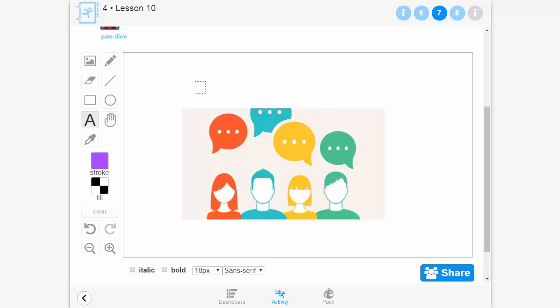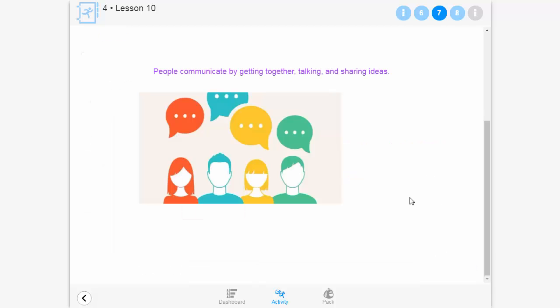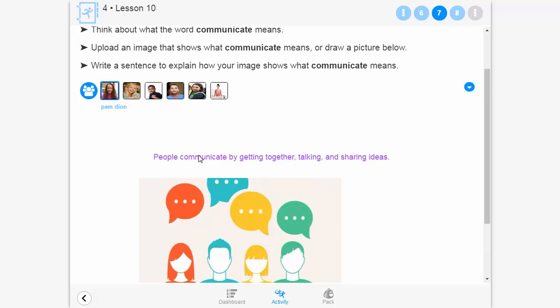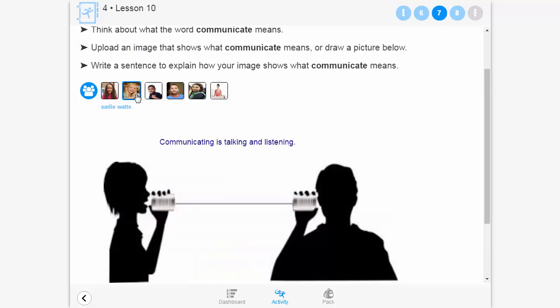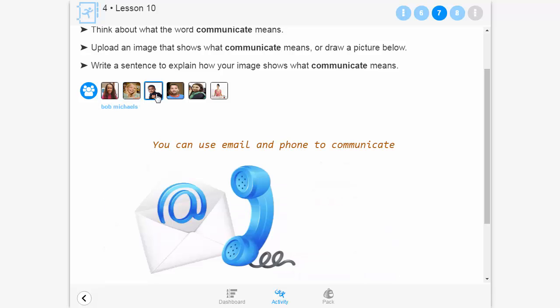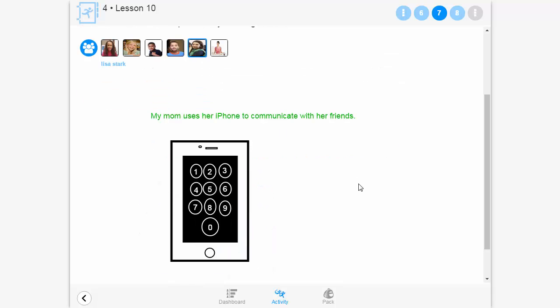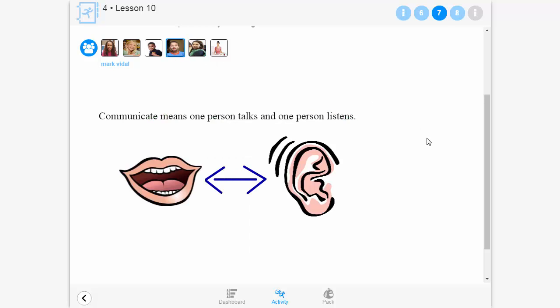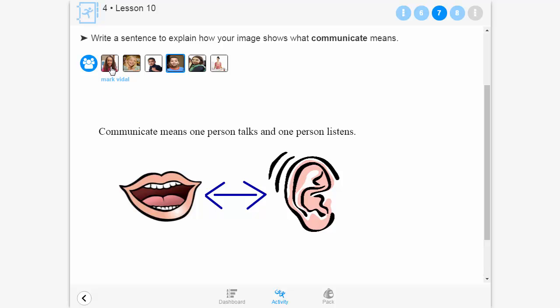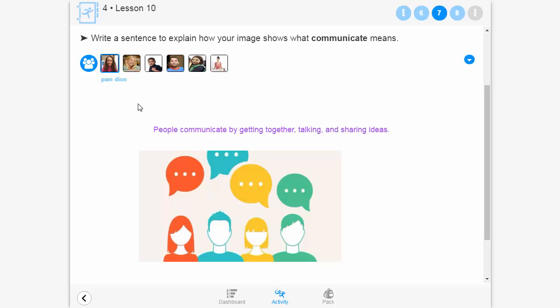Once students share their response, they are able to see what their peers have shared. Each image and sentence students create contributes to a virtual word wall, which is viewable by the entire class. Students are motivated by seeing what others have created, while benefiting from seeing various ways a word's meaning can be represented visually. The collaborative and social nature of this activity helps students, especially visual learners and English learners, gain a more complete understanding of a word's meaning.